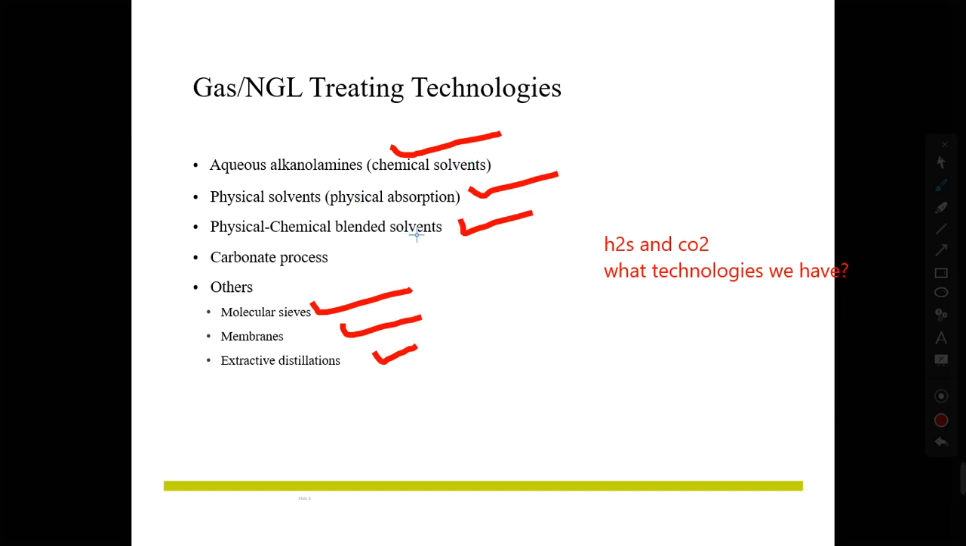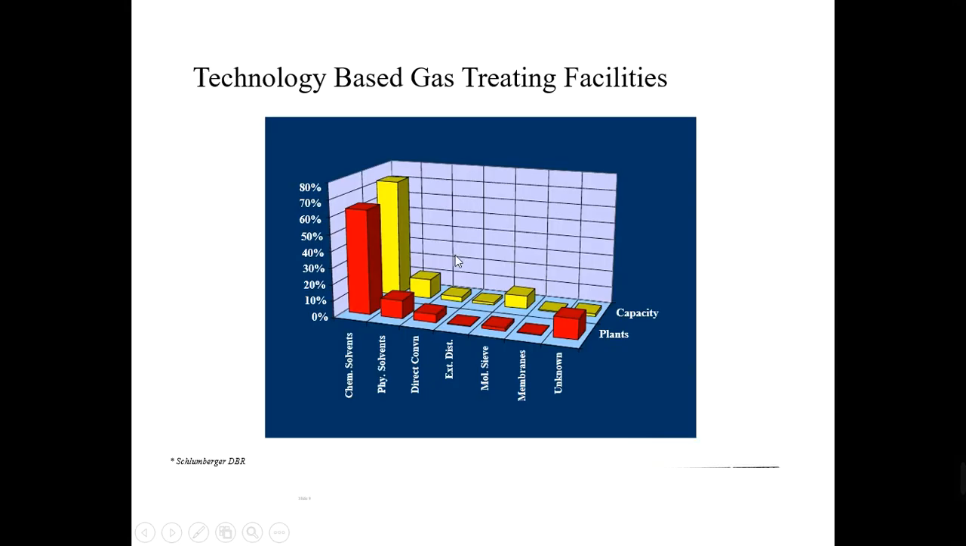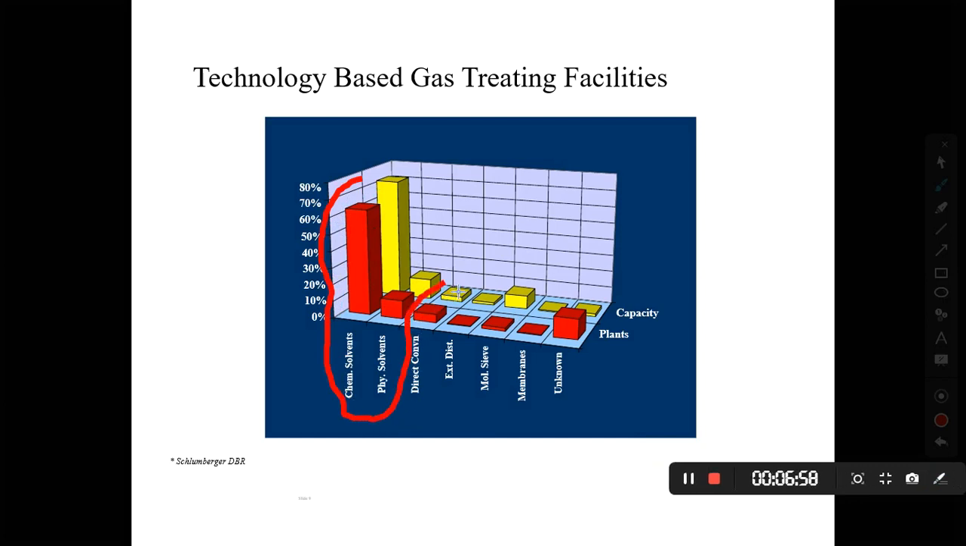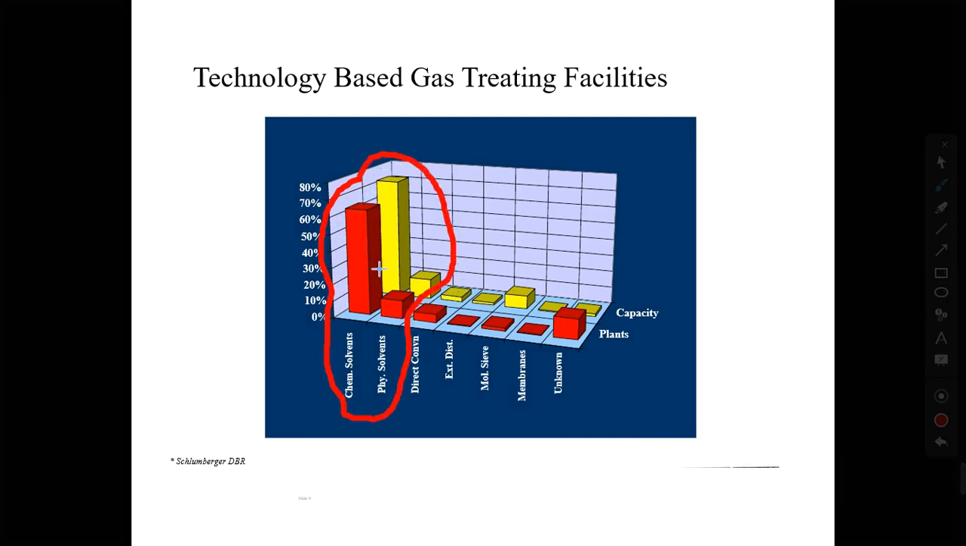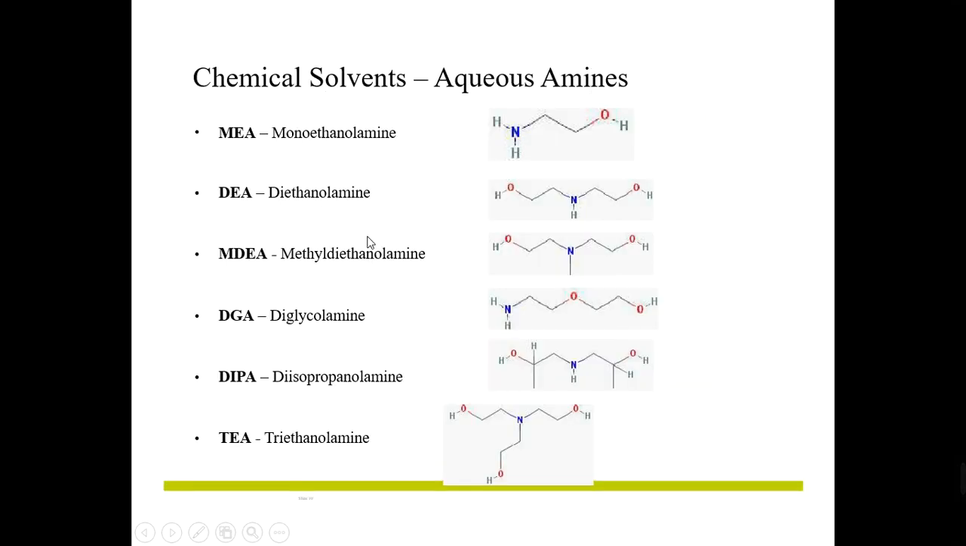But the most widely used, as you can see from here, are the chemical and physical solvents. These two are the most widely used, mostly the chemical solvents, and here we are going to talk about the chemical solvents a lot. It is a very common method. In every plant you will see these chemical solvents. Here also in Danage they are using this amine process.